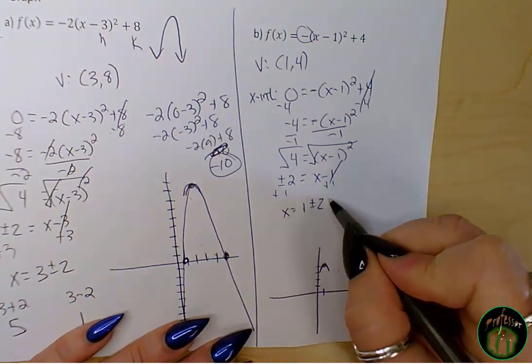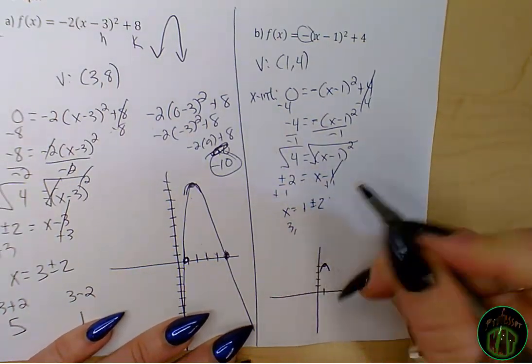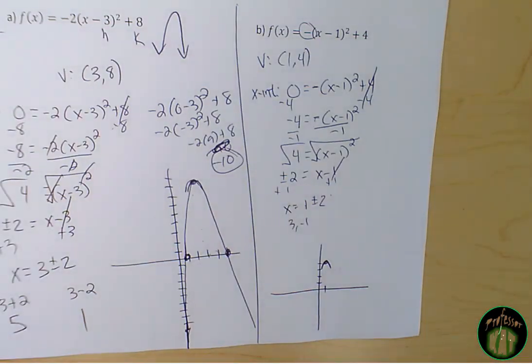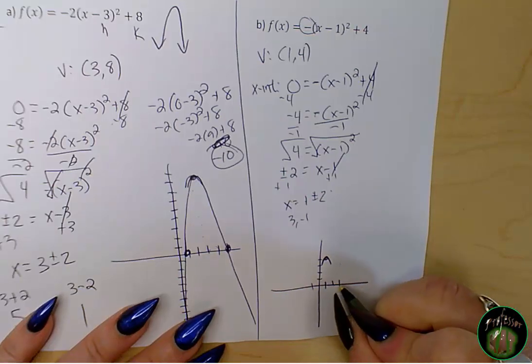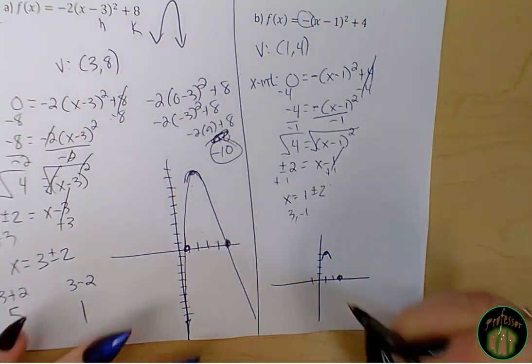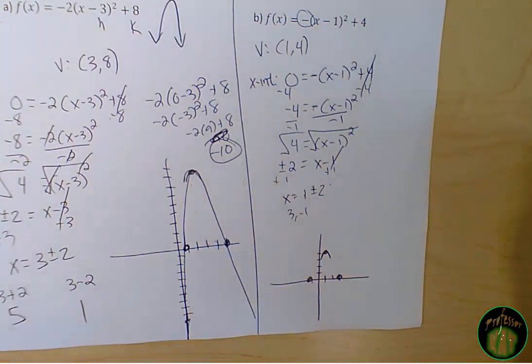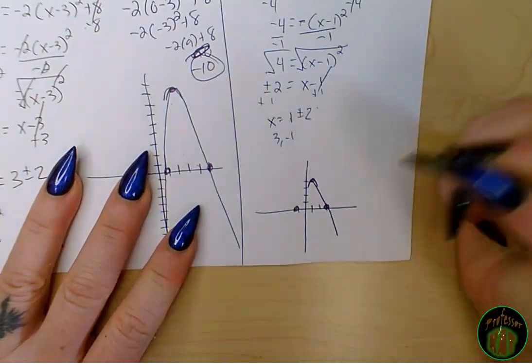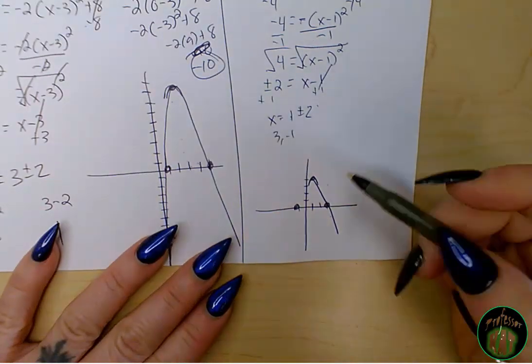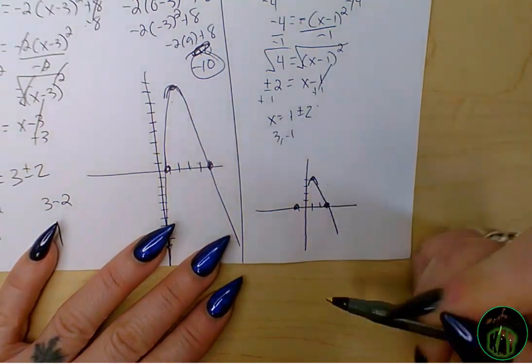Keep in mind, 1 plus 2 is a 3. 1 minus 2 is a negative 1. Those are our intercepts here. So we got an x-intercept at a positive 3, an x-intercept at a negative 1. I can go ahead and connect the right-hand side of my graph through to its x-intercept. On the left, let's go ahead and find the y-intercept first.